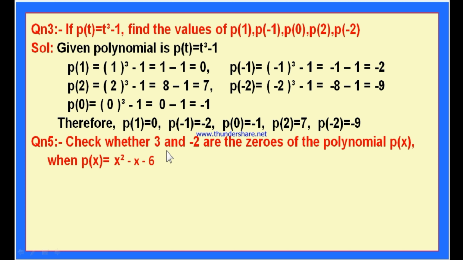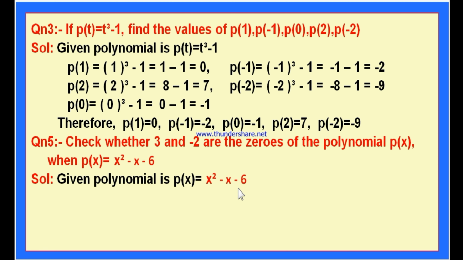Therefore, in order to check whether 3 and minus 2 are zeros of this polynomial, let us first of all substitute x is equal to 3. Let us substitute x is equal to 3 in the polynomial and let us find its value. You see here, given polynomial is p of x is equal to x square minus x minus 6. Now let us find the value of p of 3. P of 3 means 3 square minus x means 3, minus 6. 3 square means 3 into 3 is 9, minus 3 minus 6. This is plus 9, minus 3 minus 6 is minus 9. What is 9 minus 9? 9 minus 9 is 0.